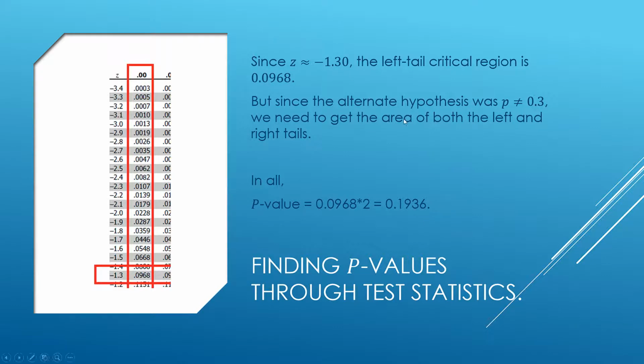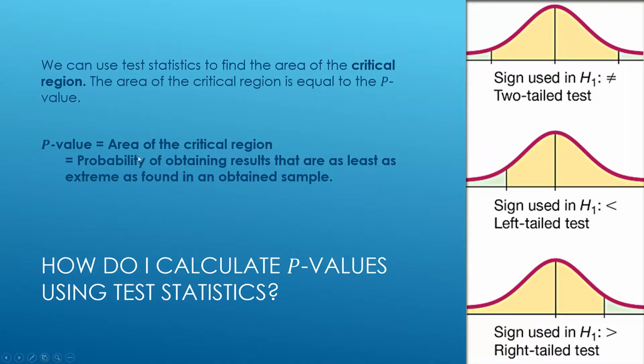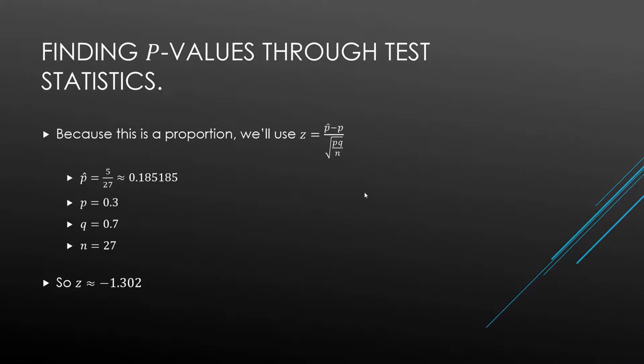Which means, among other things, that the probability of obtaining results at least as extreme from the sample is about 20%, which is pretty big.